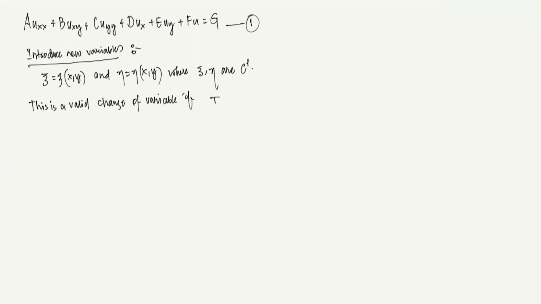you see the Jacobian matrix of xi and eta. So how do we write it? xi x, xi y, eta x and eta y. Okay, this Jacobian is non-zero in the region under consideration. So basically, let's say you are looking at a particular region D. In that whole region, it has to be non-zero.